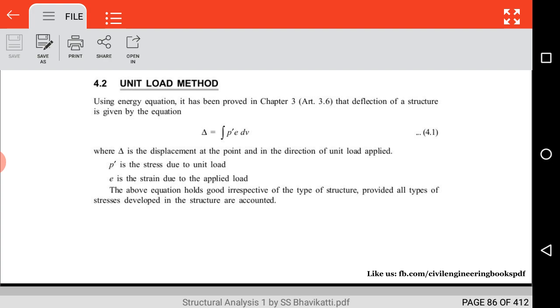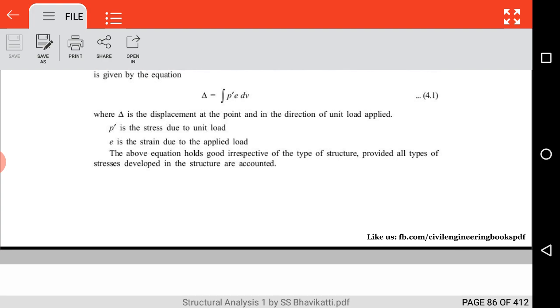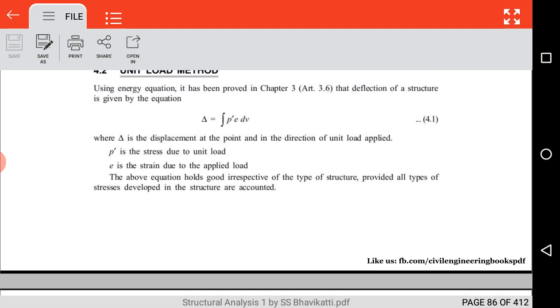the unit load method. For the analysis of the deflections of the beam by the unit load method, we have derived the equation, that is delta, the deflection of the beam, equals the integration of P'E dV. So this was the strain energy which we have derived in our first video, where P' is the stress induced due to the unit loads and E is the strain due to the applied load.